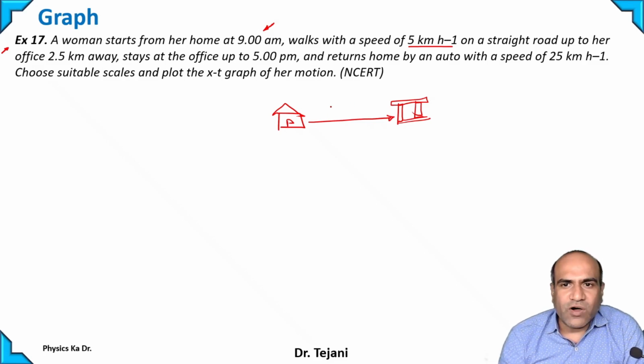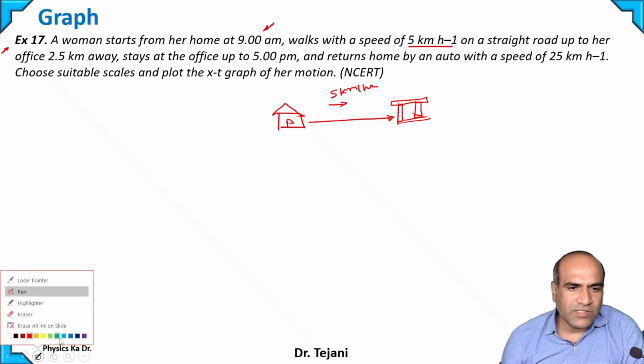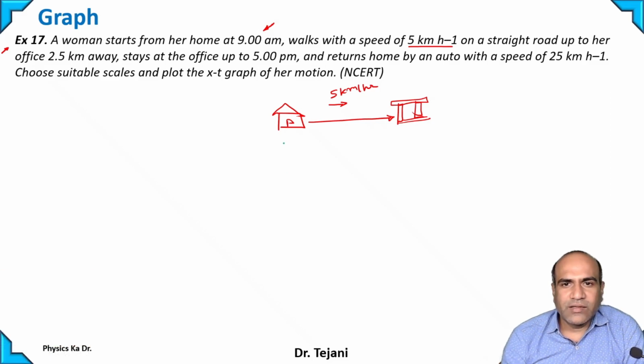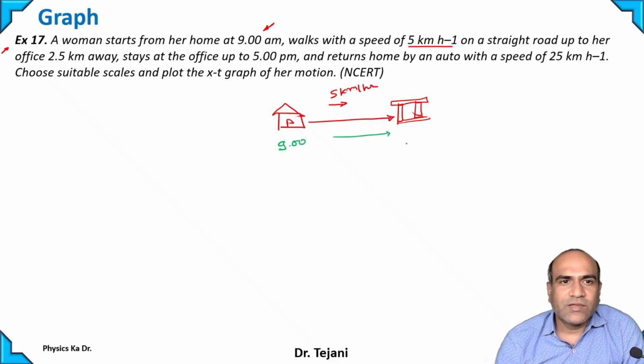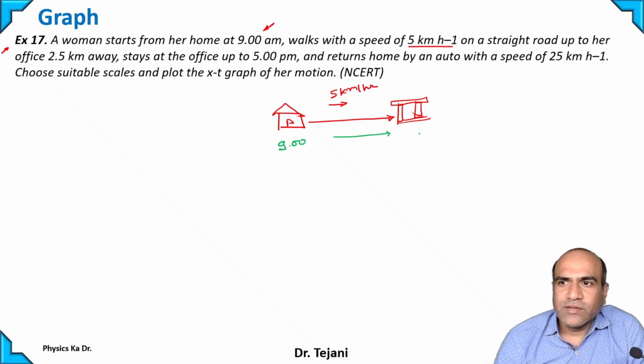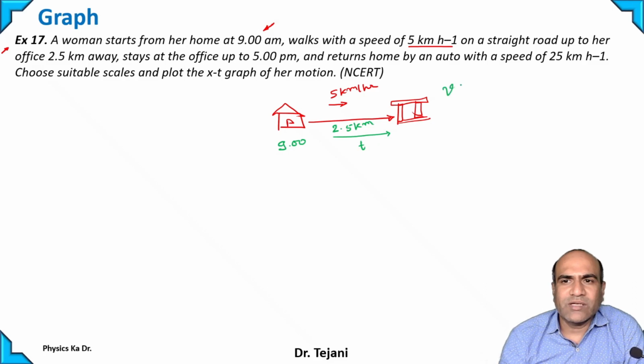So initially she walks at 5 kilometer per hour speed, she starts walking at 9:00, and she reaches the office after some time. Here the office distance is given as 2.5 kilometers. So we can find the time, since velocity is equal to distance divided by time.